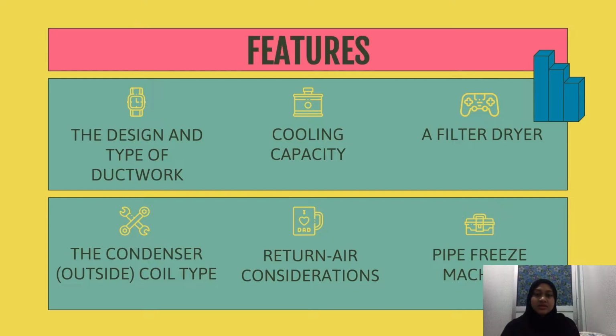4. The condenser outside coil. Coils will last longer and hold their efficiency better. 5. Return air considerations. The ideal condition here is for each room to have an entering air diffuser and a return air diffuser. 6. Pipe freeze machine. To prevent water from flooding all over the floor and in the space where the relocation of the chilled water piping.